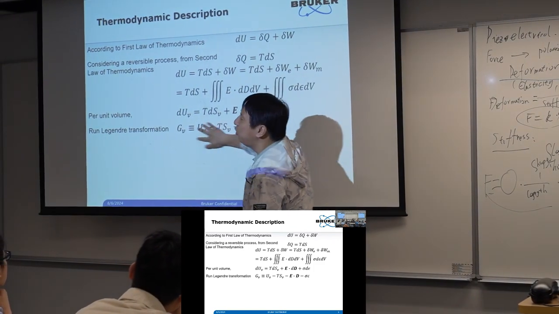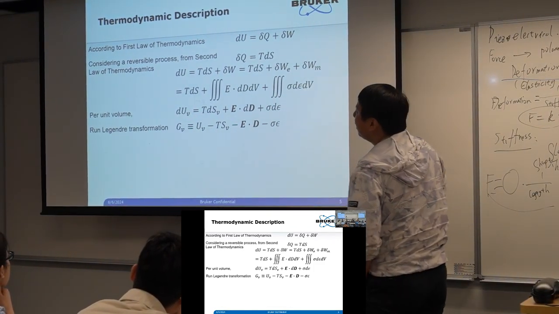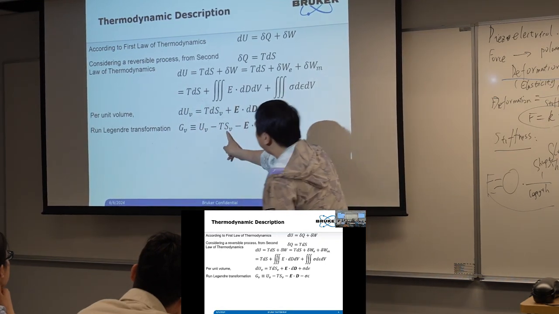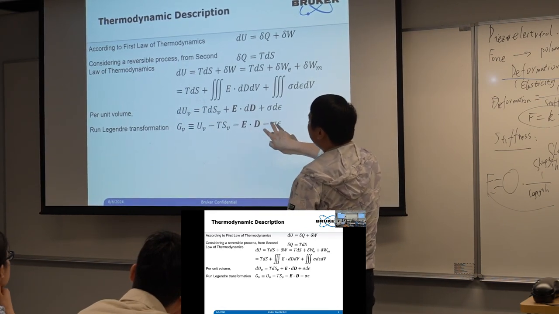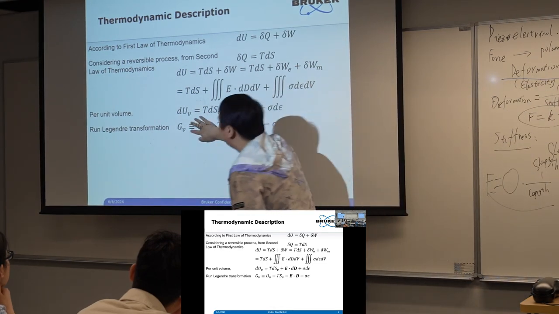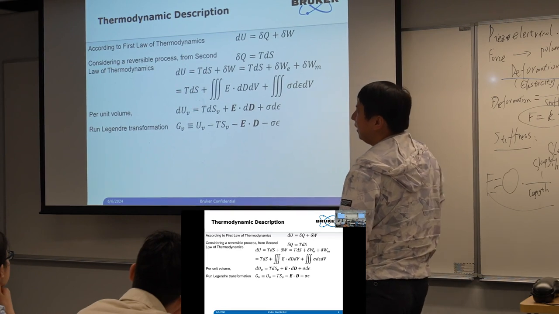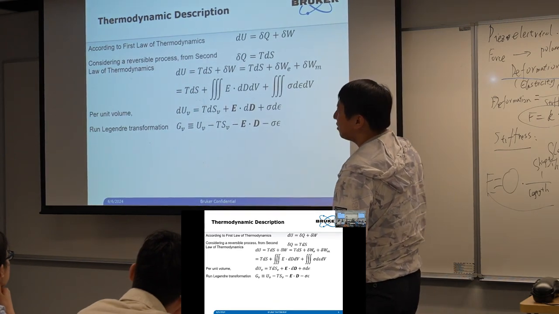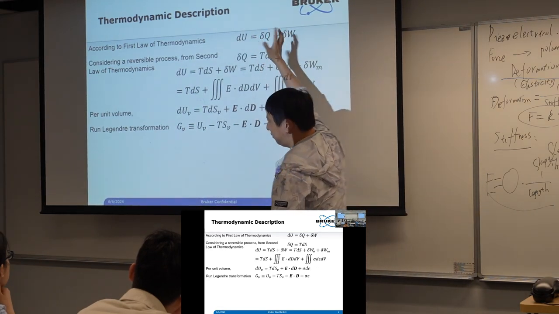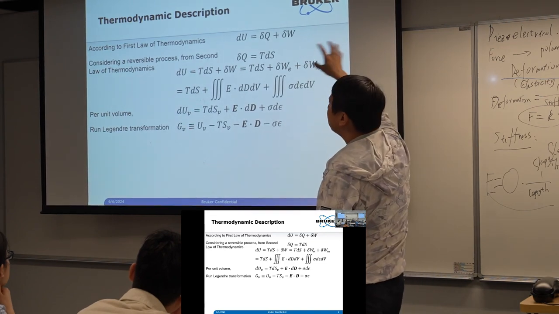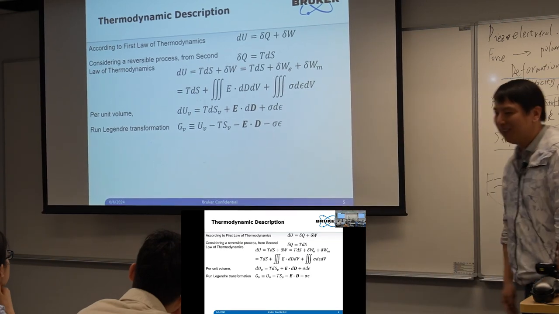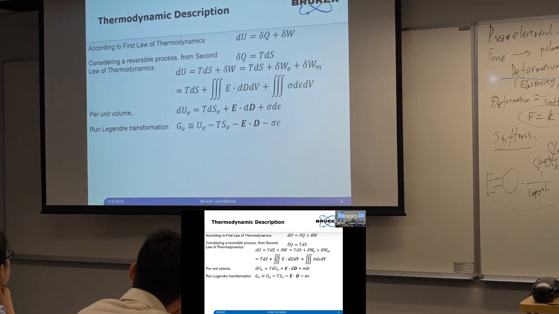We define a new function. This new function looks like this. It has the U, it has the TS, it has the E times D, it has the sigma times the epsilon. Okay, and this new function has no physical meaning. It's just made up this way. The internal energy U has the physical meaning: it is the energy inside the materials. But this new function has no meaning, but it's famous. That's the Gibbs free energy.